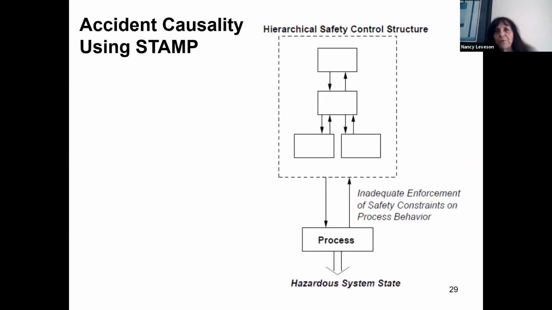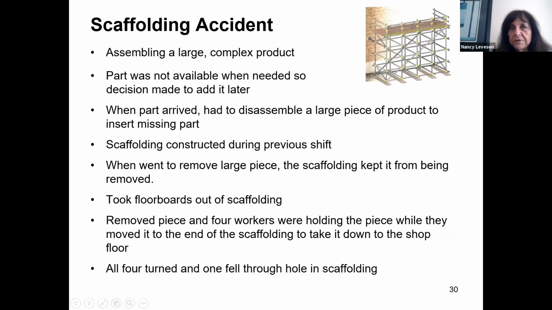And you saw this before. So STAMP is our accident model. This one says we have a hierarchical safety control structure, and it provides hazardous instructions to the process. There's inadequate enforcement of safety constraints on the process behavior. It gets feedback, but this whole process, feedback controller, doesn't enforce the safety constraints, which leads to a hazardous system state.